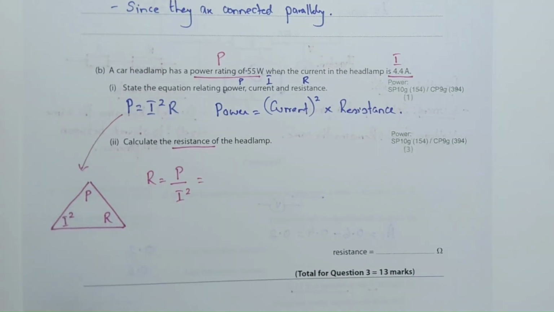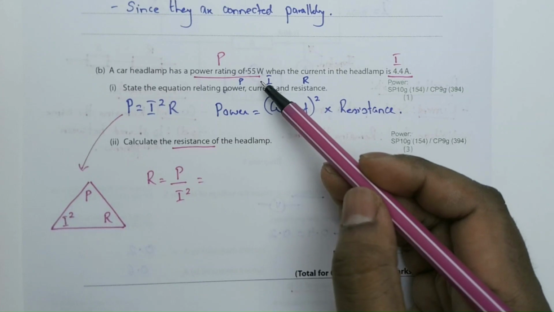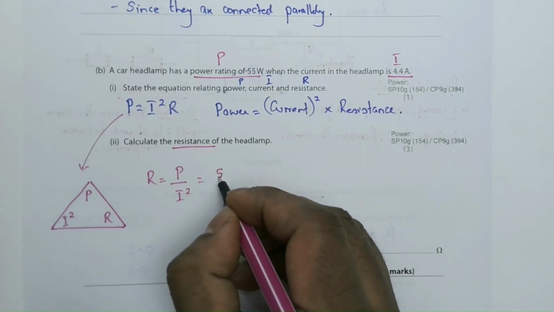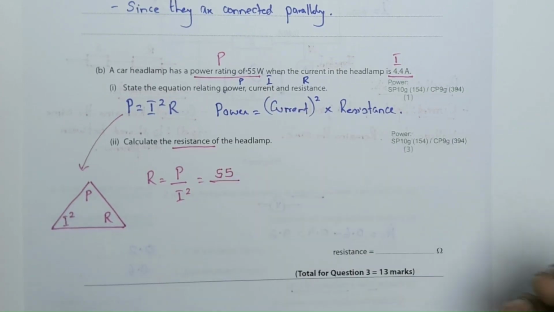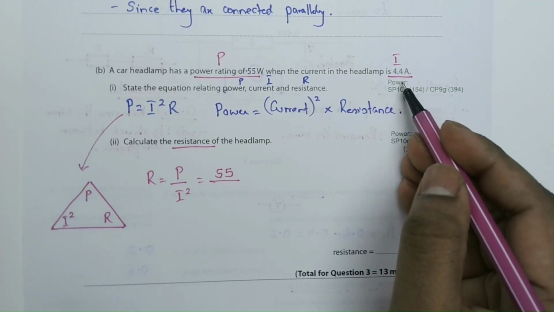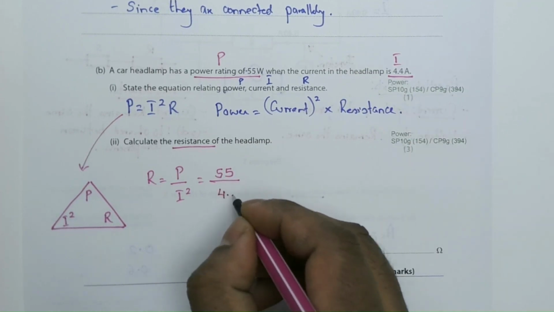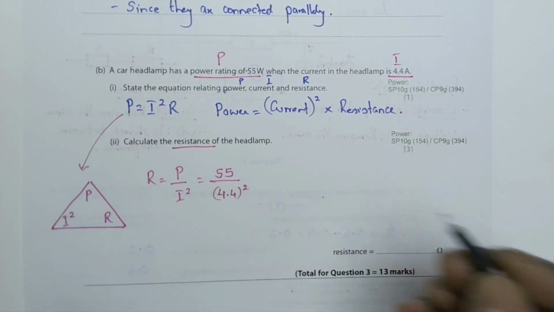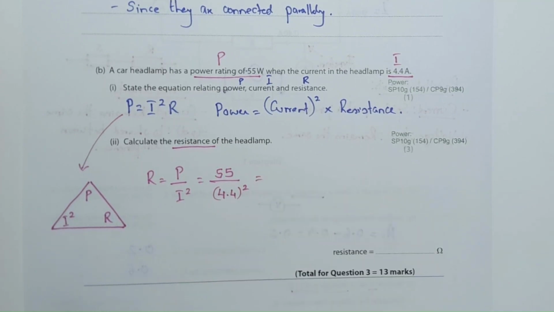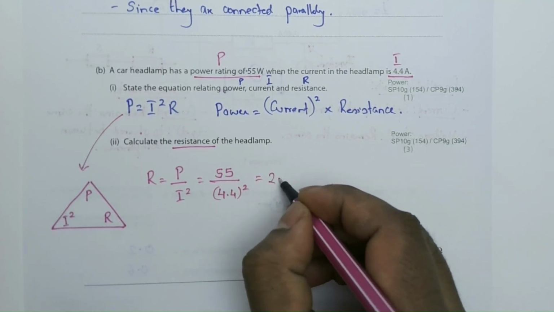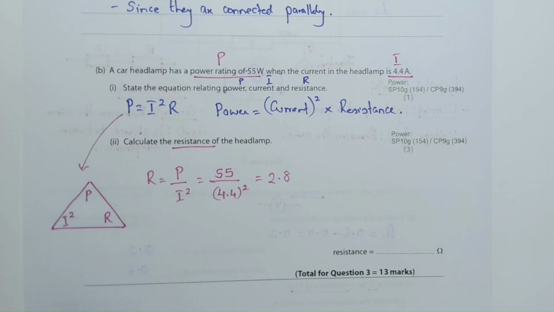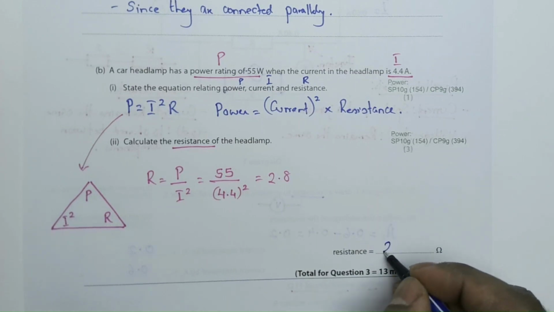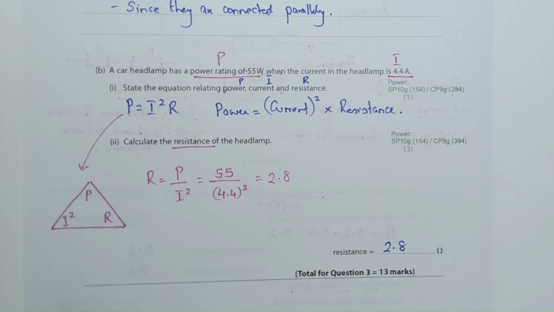So what is the value of power? The value that they have given is 55, divided by the square of the current, which is 4.4 squared. This gives us a value of 2.8 ohms. So the final answer is 2.8 ohms.